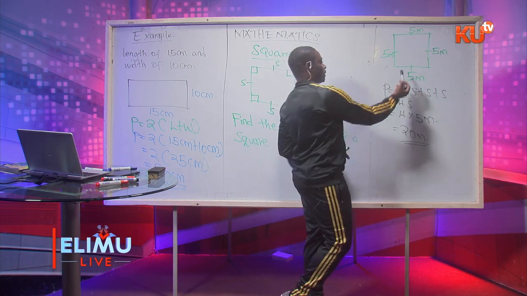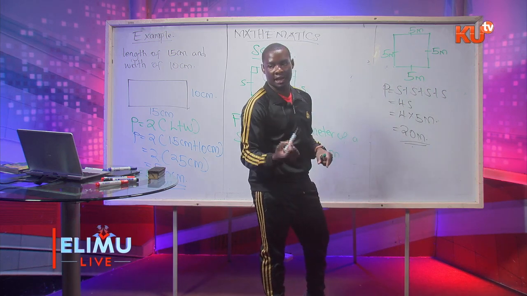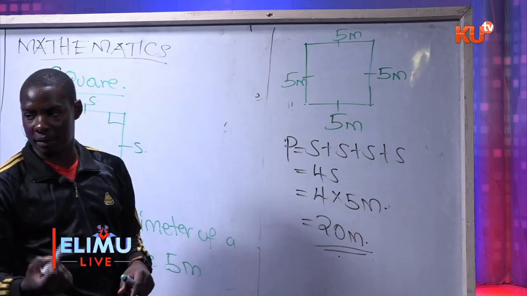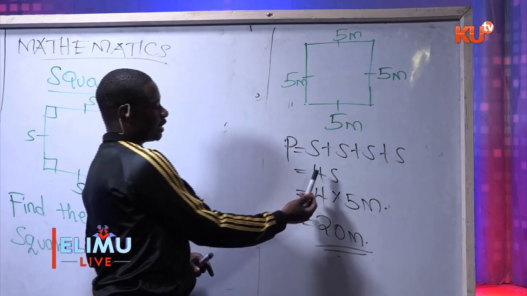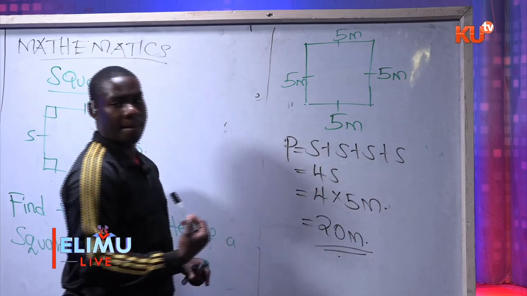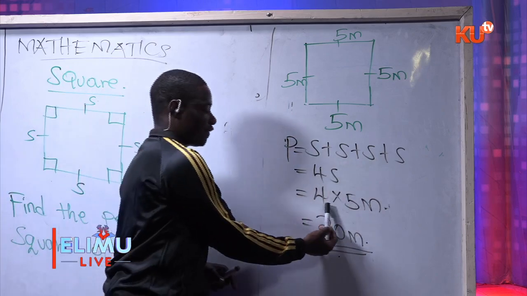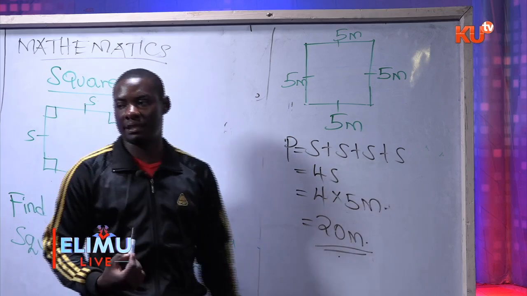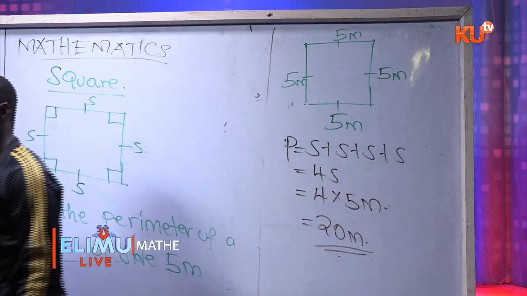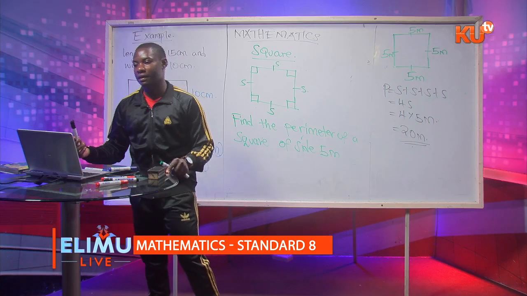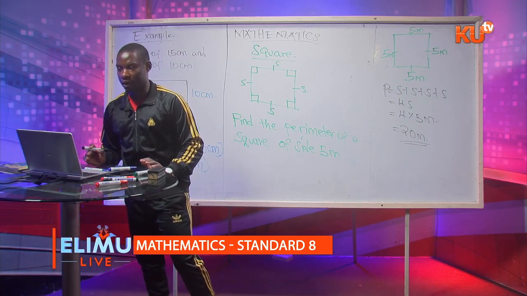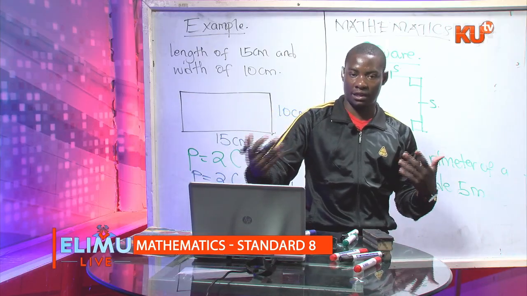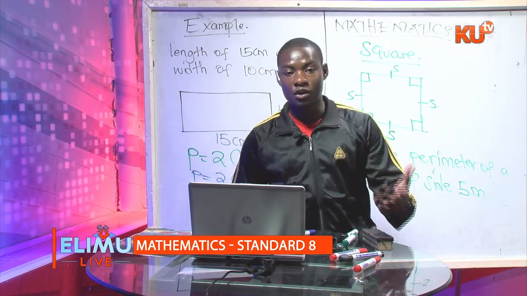You take the perimeter, which is side plus side plus side plus side. So instead of taking side plus side plus side plus side, you make it simple. You take side times 4. When you take side times 4, you take 4 times 5, and your answer is 20. So your answer is 20 meters. So that is how we find the perimeter of a square, which is our second regular figure.